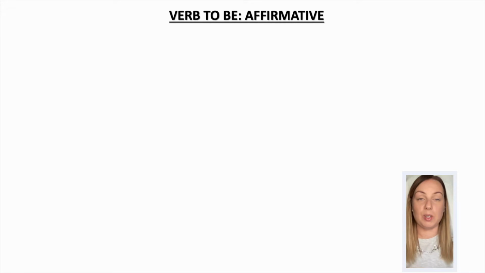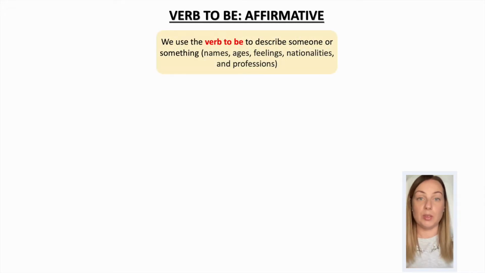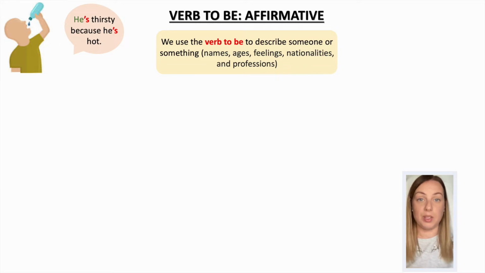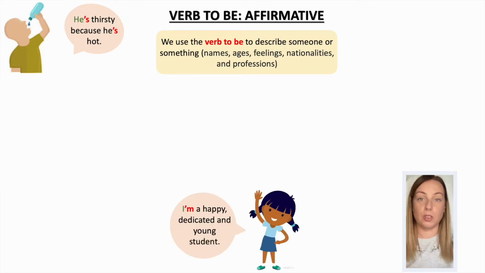Today we will be talking about the verb to be, the affirmative form. We use the verb to be to describe someone or something. For example, names, ages, feelings, nationalities and professions. Here are some examples for you. He's thirsty because he's hot. I'm a happy, dedicated and young student. It's a loaf of bread.